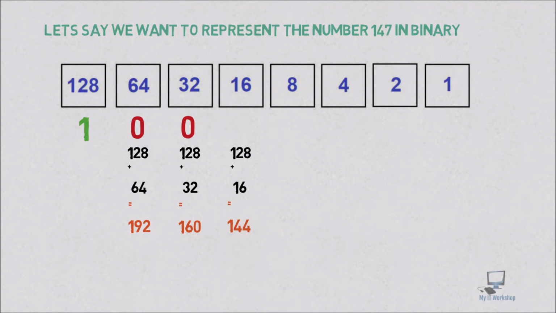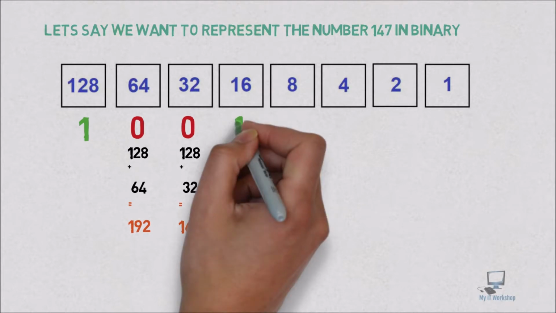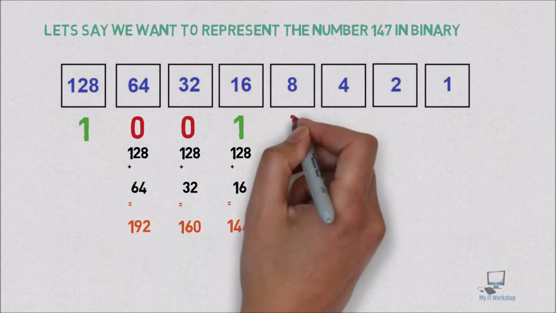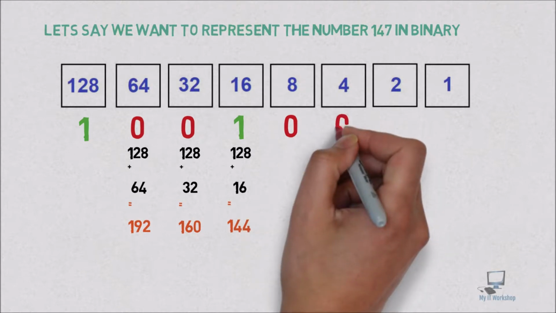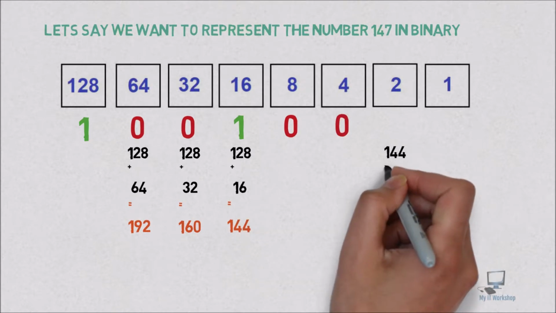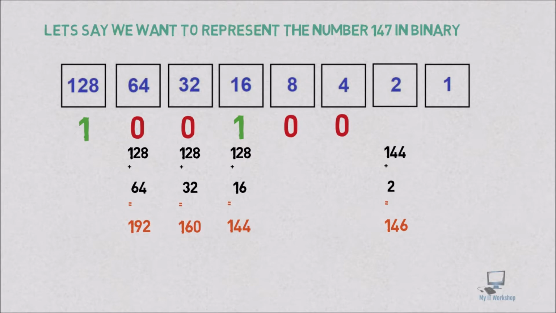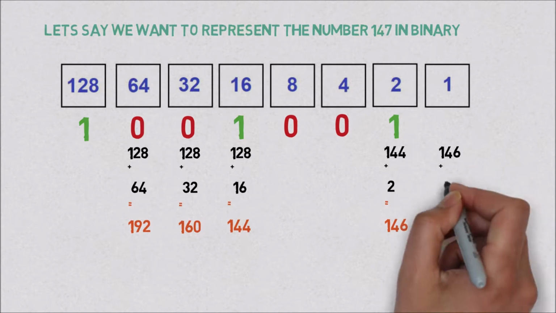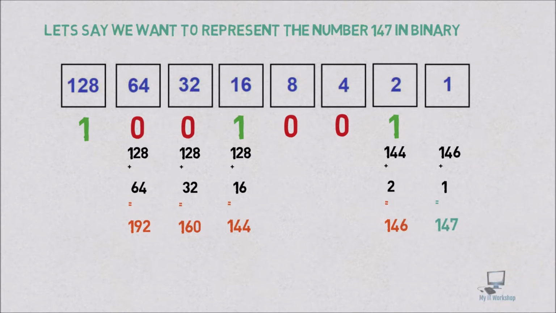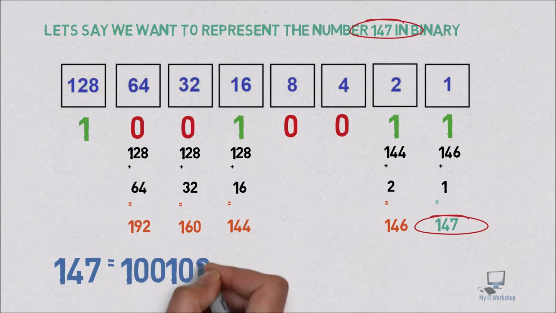It's closer, and it's less than 147. You can tell that I'm only missing 3, so I don't really need 8. I don't really need 4. But I'm going to need 2, because 144 plus 2 is equal to 146. And lastly, number 1. So I type a 1 under the 1. So 146 plus 1 is going to be 147. So we have achieved our goal. So 147 in binary is going to be equal to 10010011. We have to write down the zeros as well, not only the ones.